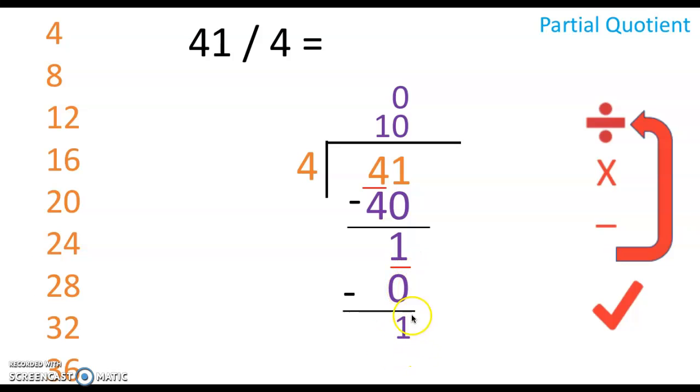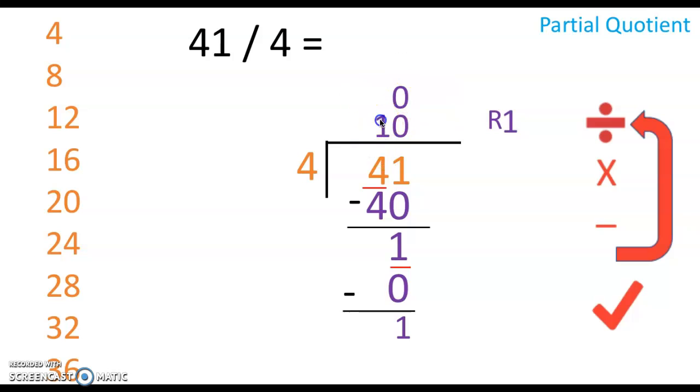All right, have we already done the ones place? Sure did. That means we cannot repeat, so we are going to check. Is 1 smaller than 4? Yep, it is, so we did that correctly. Our 1 is our remainder. And we get our answer right here.